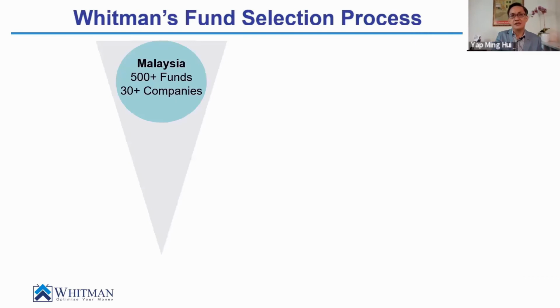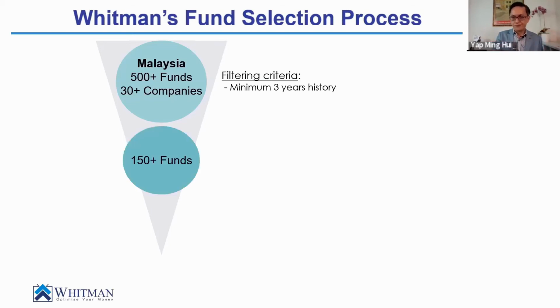Okay, so you can see here, there are more than 500 funds, now maybe 600 or 700 already, and we have more than 30 companies in Malaysia offering unit trust funds. So what we do is we use a criterion that you must have at least 3 years and above of history. If you do not have that, we will not even consider you, because then we will not be able to look at your performance and track record in a more complete picture.